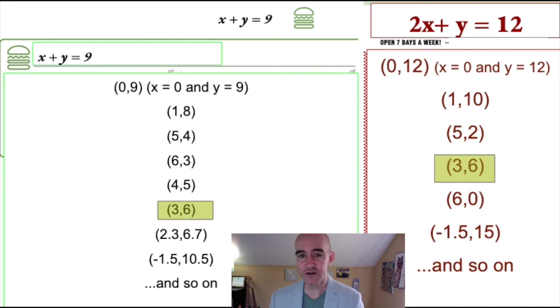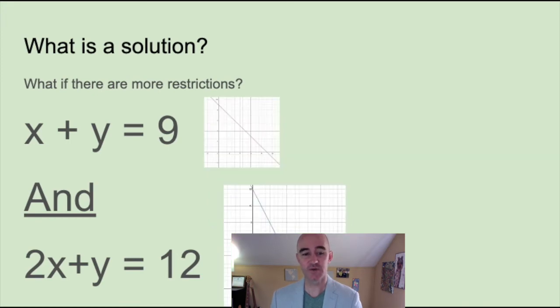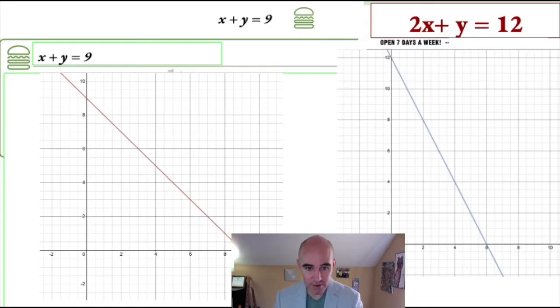Now, we saw earlier that writing out a partial list of solutions is not a great way of going about things. It's not going to give us all of the points. So what we prefer to do is look at the graphs. So here's the graph of x plus y equals 9. There's the graph of 2x plus y equals 12. And we could just look at them and see if there are any points that are on both graphs.